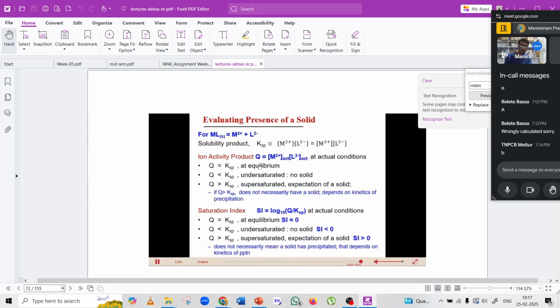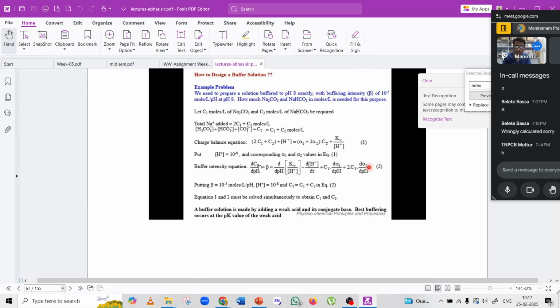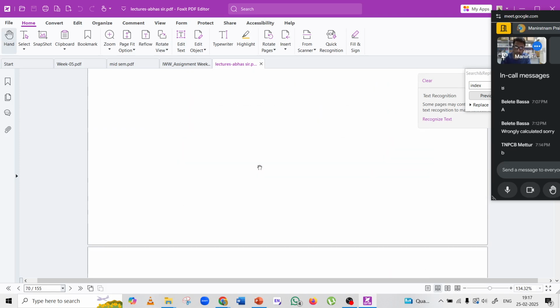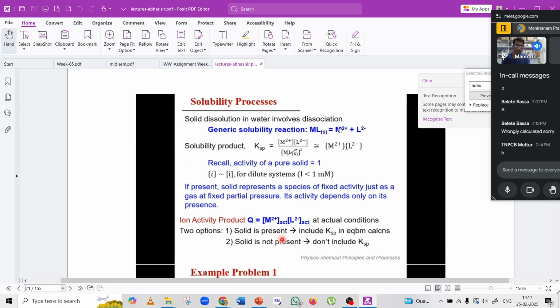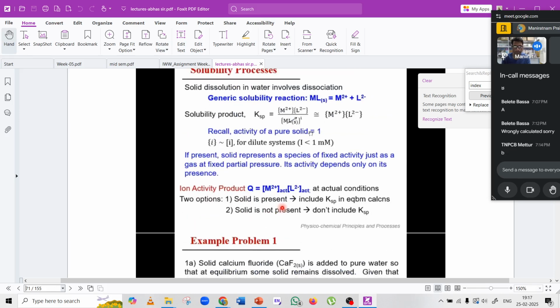See, this is our metal, giving M²⁺ and L⁻. So KSP will be this product. Remember, generally we are dealing with concentration, but in actual fact it is activity, which is a different thing. For now I will say concentration only. So KSP will be given as the concentration of whatever is being added.